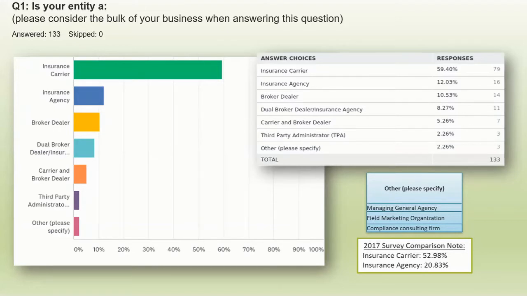The first question in that survey was, is your entity a: insurance carrier, insurance agency, or broker dealer? We gave the respondents the ability to answer different options. As far as the graphs, it was pretty similar to what we've seen in previous surveys, though the most notable thing found in this question, at least from our view, was that the 2017 survey noted the carrier population represented 52%, or almost 53%, versus 59% in this survey, while the agency population was less present within the respondents to the 2019 survey.